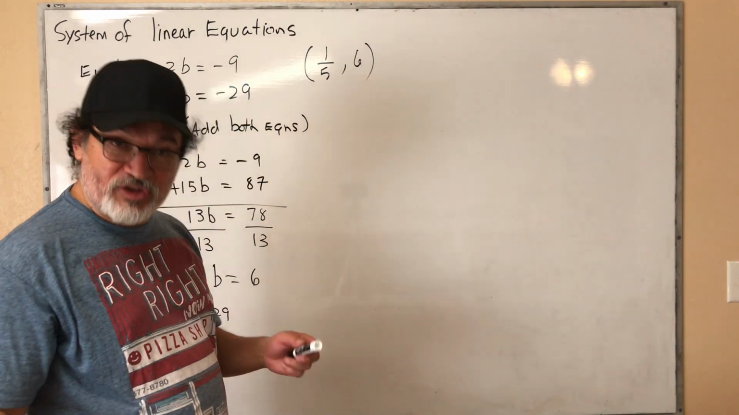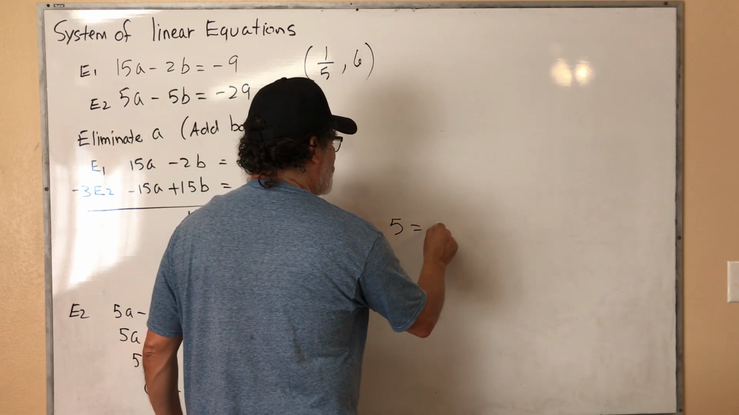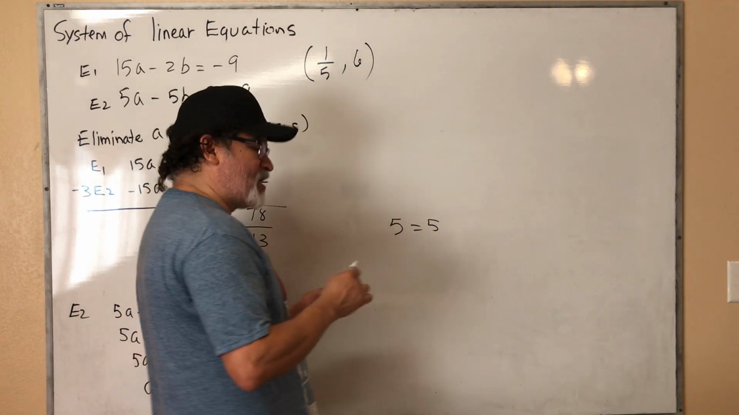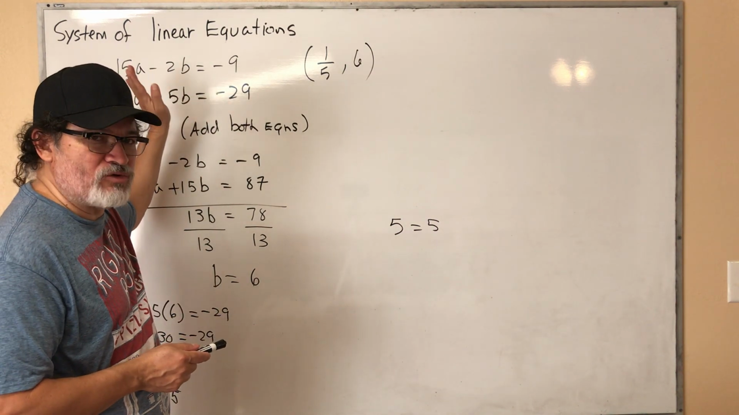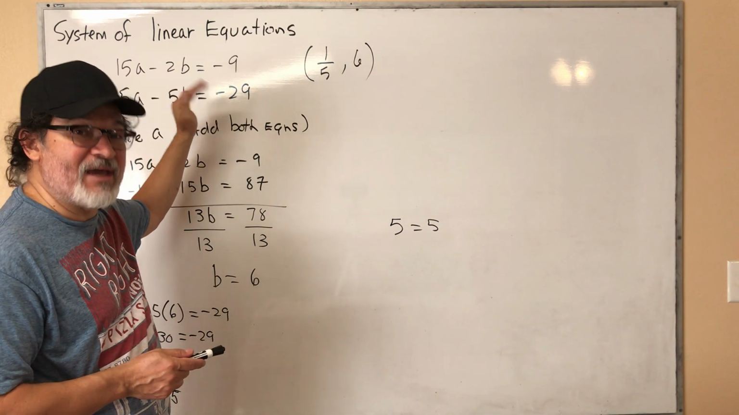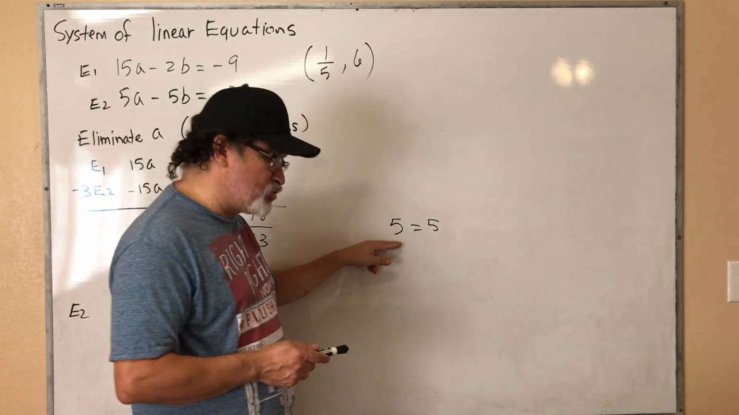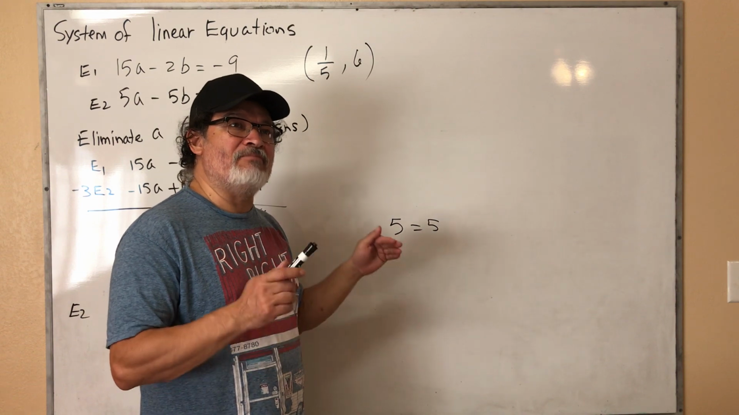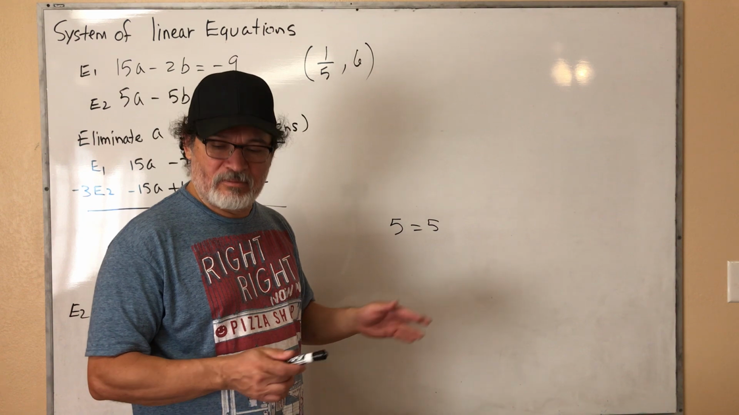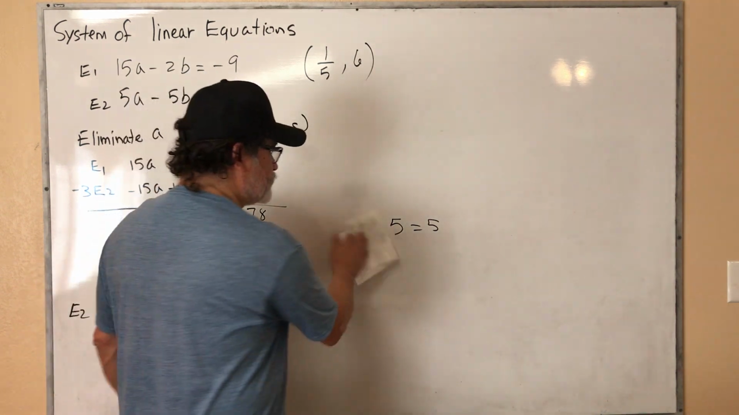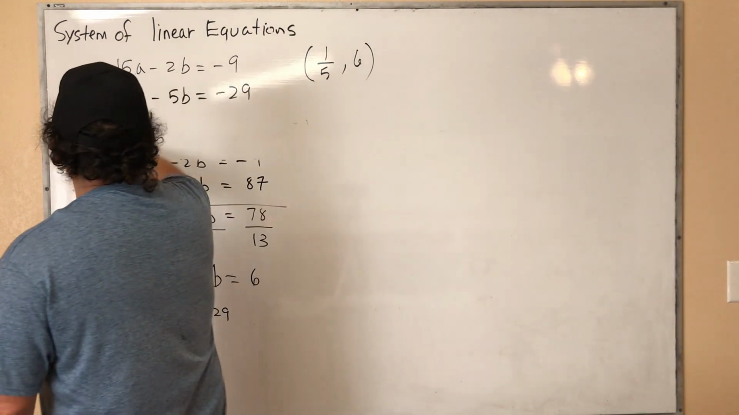If you ever get a true statement like, for example, 5 equals 5, that's a true statement. That means there are many solutions. Infinitely many solutions. That's how we say it. So for this one, a true statement means infinitely many solutions. The other one, a false statement, means no solution. Okay? Forget that. All right, done with this one.